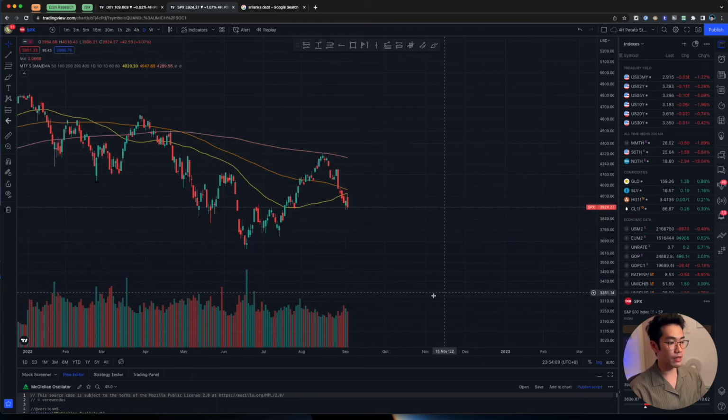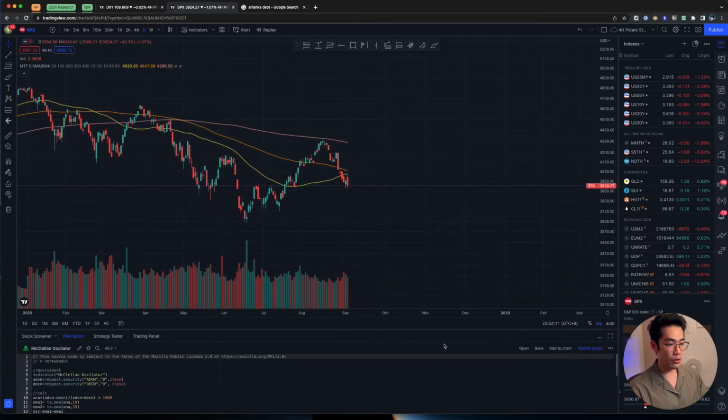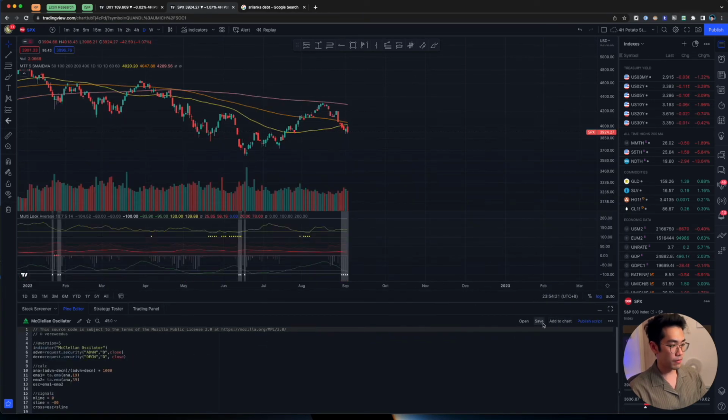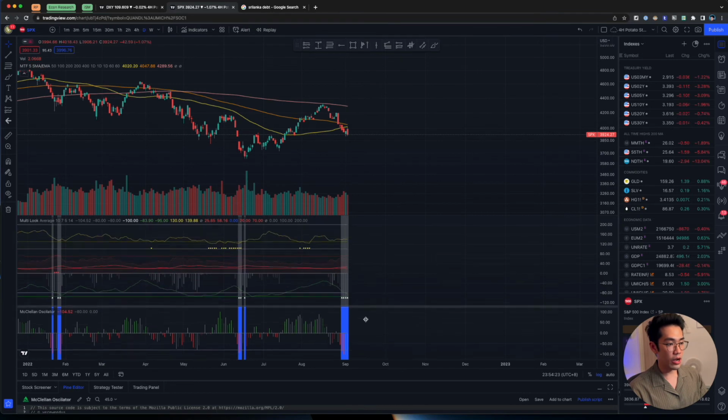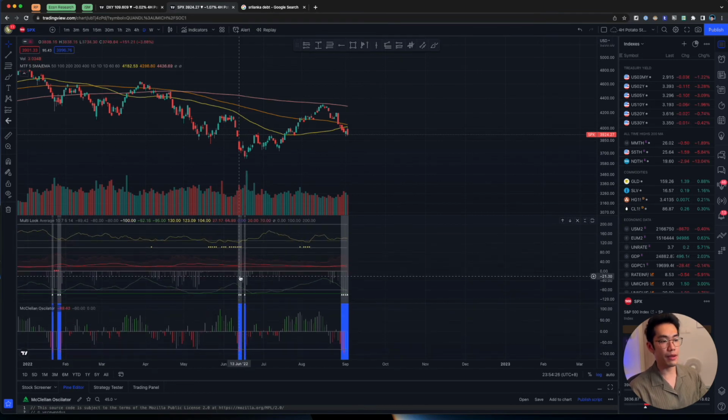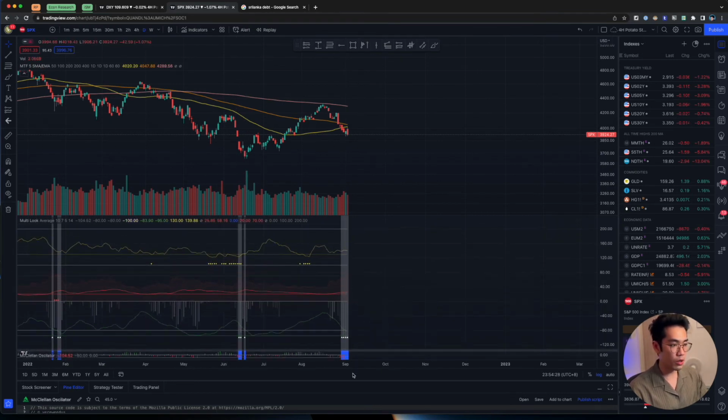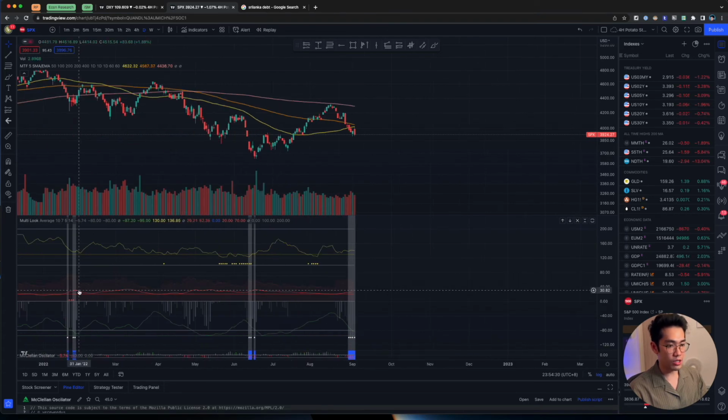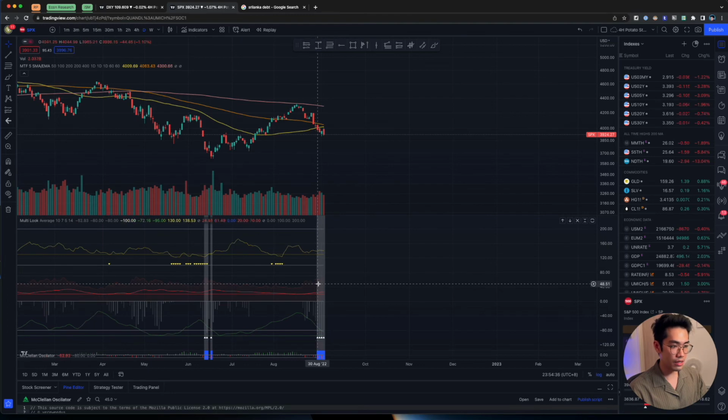Normally, I do not look at the McClellan oscillator alone. Normally, I would be looking at a different chart. Normally, I'll be looking at this chart over here, which as you can see has the McClellan oscillator inside, but it also has the VIX, which has been very good at timing certain bottoms as well. And this one, it is not signaling at all.